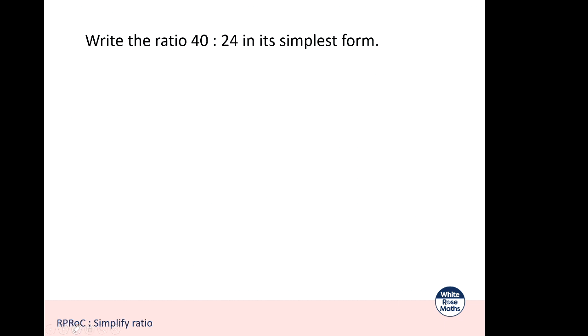Simplifying ratios, again another hot topic, guys. Write the ratio 40 to 24 in its simplest form. They're both even, so I can halve it. I get 20 to 12. They're both even again, so I can halve it. I get 10 to 6. They're both even, so I can halve it. I get 5 to 3, guys.